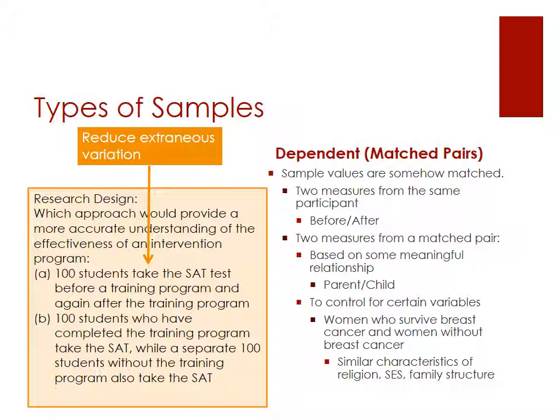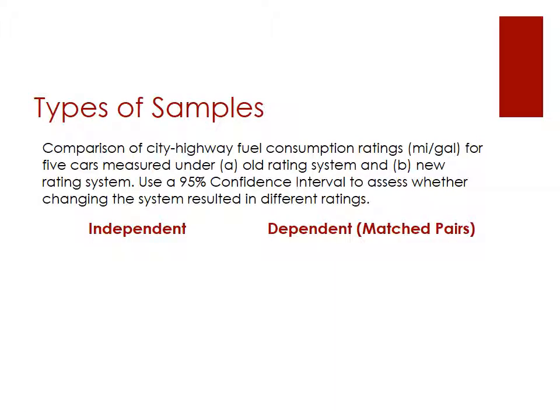So let's also take a look at this in terms of doing interpretations. Here, let's look at this problem. We have a comparison of city highway fuel consumption ratings done in miles to the gallon for 5 cars. They're measured under an old rating system, and then we also have them under a new rating system. And we're going to use a 95% confidence interval to assess whether changing the system resulted in different ratings. I'm pulling this from problem number 2, the data they have there on page 467, but we're going to do something a little different with it.